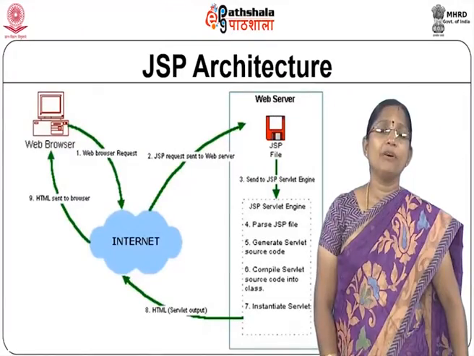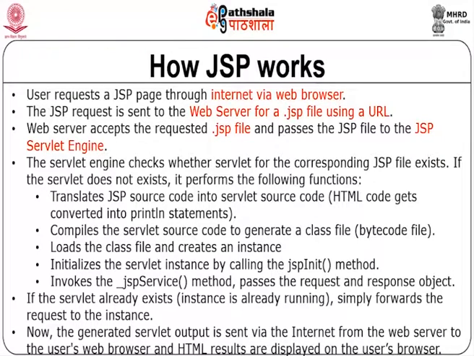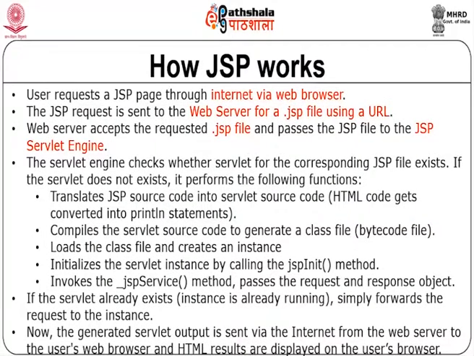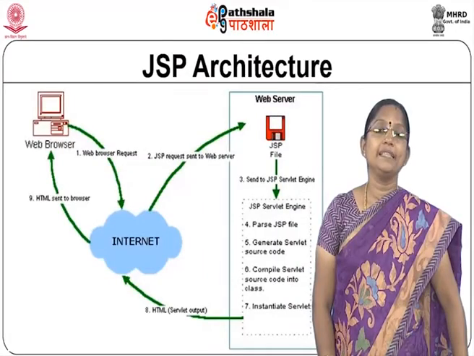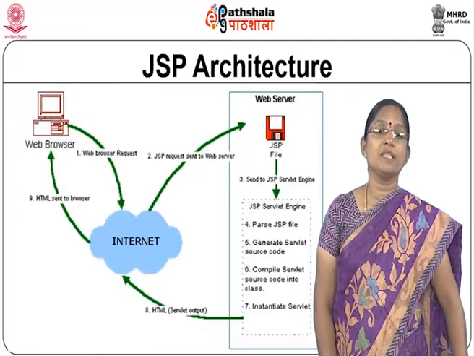Now with the help of the above architecture, let me tell you again about the processes of how JSP works. As we see in step 1, the user requests a JSP page through the internet via a web browser. As step 2 says, the JSP request is sent to the web server. It requests a particular JSP file using a URL. In step 3, it reaches the web server. The web server accepts the requested JSP file and passes it to the JSP servlet engine. That is what we have seen in step 3.